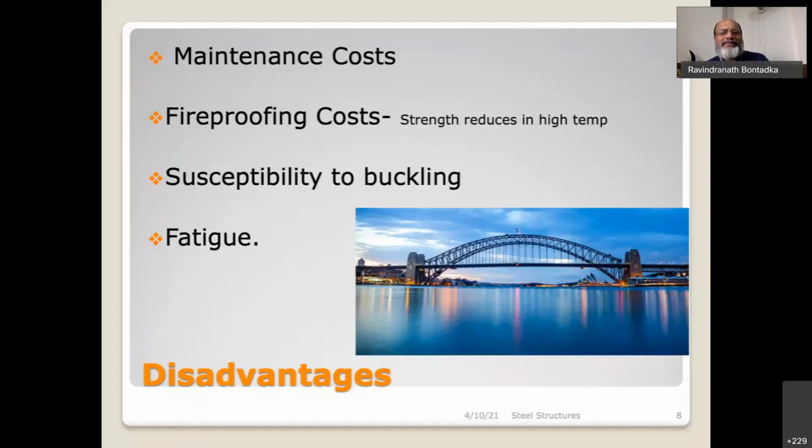Then one of the worst things in this, as designers or as engineers, we have to be very careful about the buckling factor. Susceptibility to buckling is very, very important. Then, of course, fatigue. Though fatigue can be overcome with proper detailing, still it is one of the disadvantages comparatively in these steel structures.